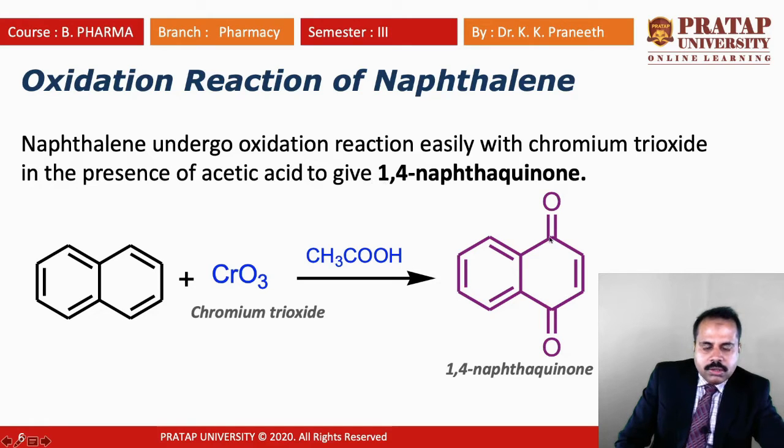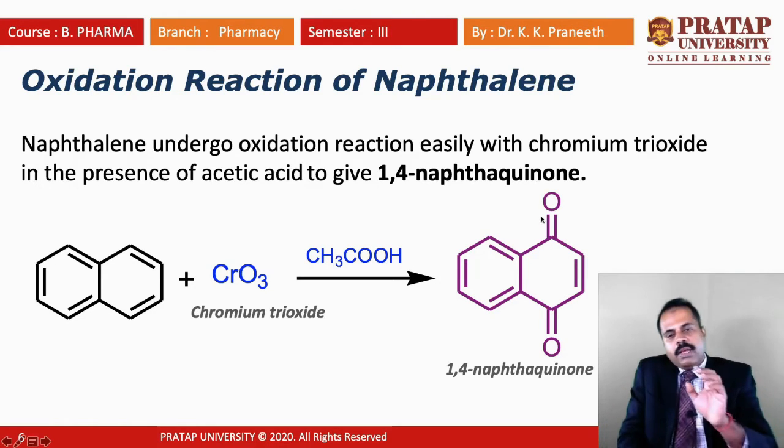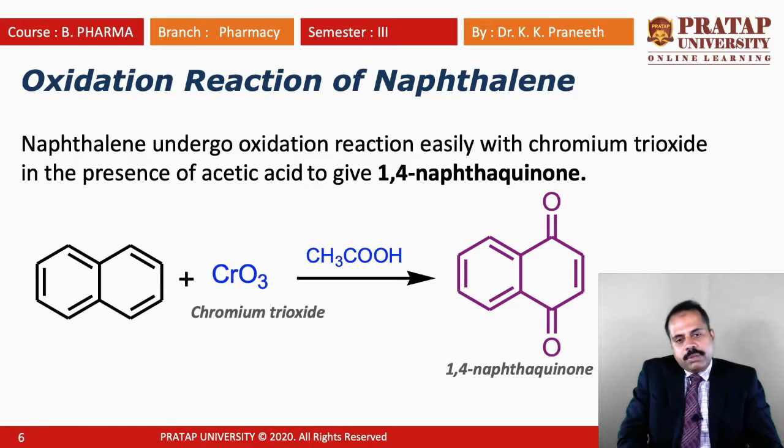This is 1, right. This number is 1, and this is 2, 3, and this is 4. So, 1,4 naphthoquinone. If the oxygen is here, then you can say 1,2-naphthoquinone like that. So, this is an important oxidation reaction of naphthalene. We can prepare naphthoquinone as a product.